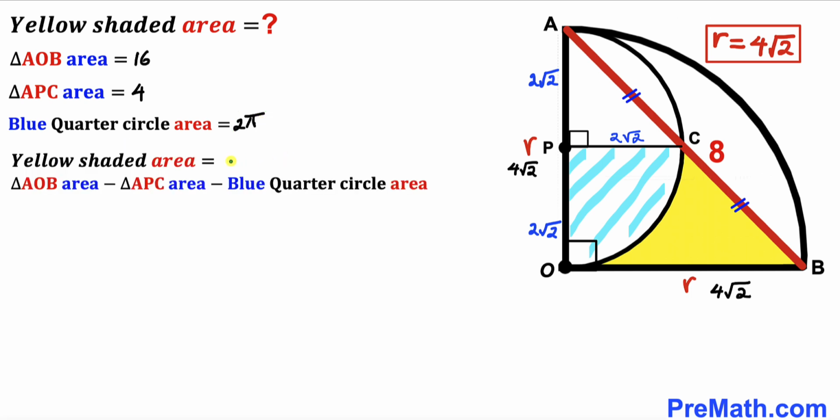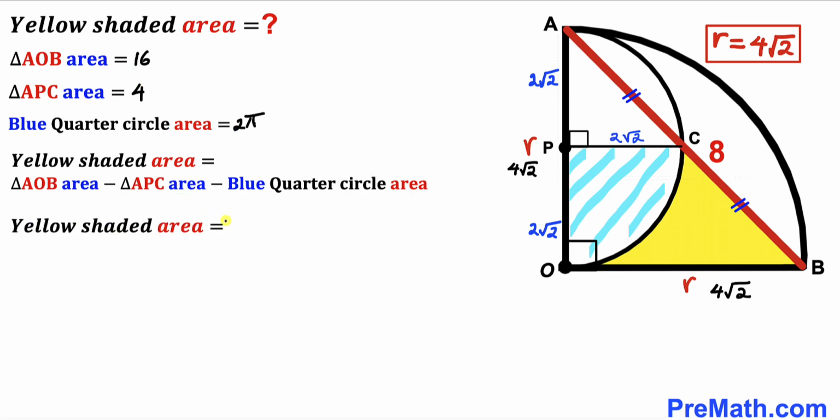And here's our final step. Now we are going to calculate the area of this yellow shaded region. Let's recall this equation once again. The yellow shaded region area equals the triangle AOB area, which we already figured out as 16. I'm going to substitute over here. The area of the triangle APC is 4. I'm going to substitute over here. And finally, this blue quarter circle area is 2 pi, so I'm going to substitute 2 pi over here.